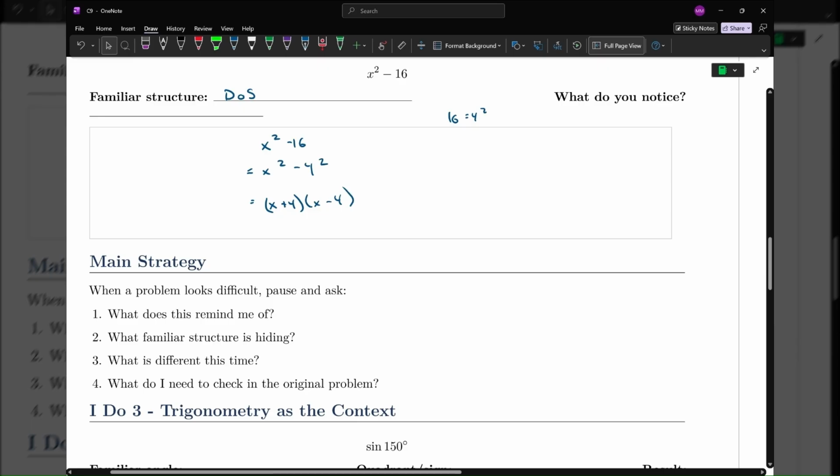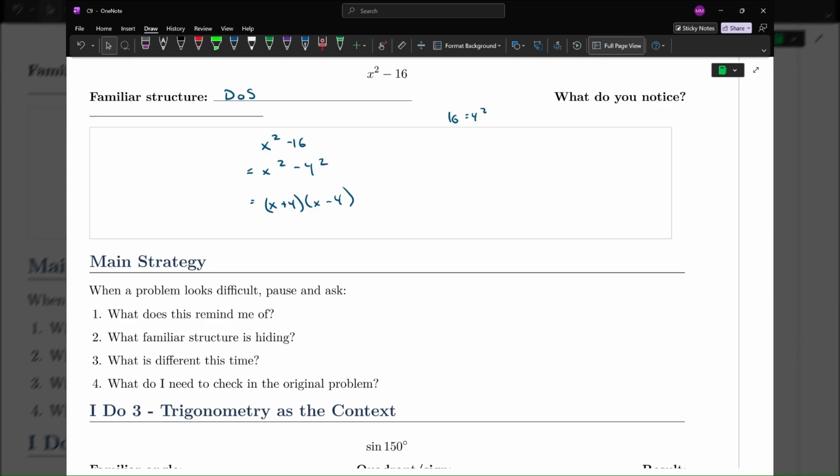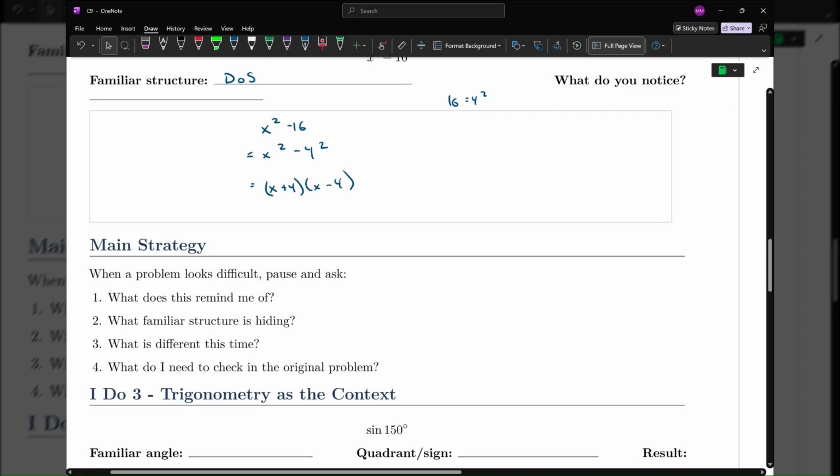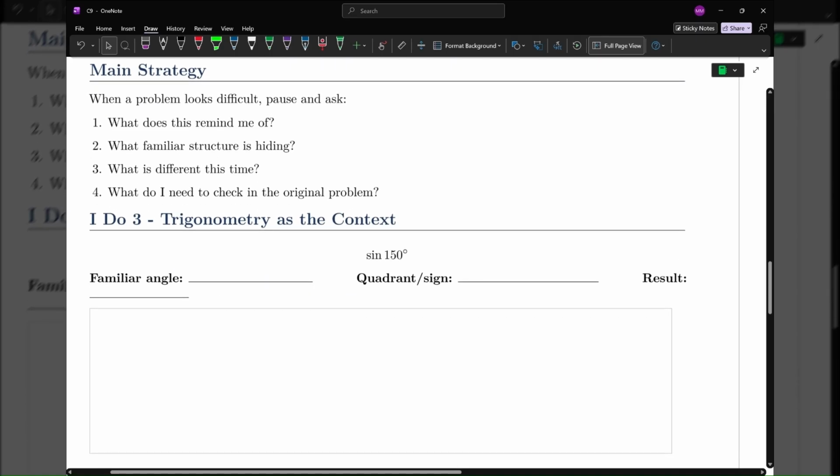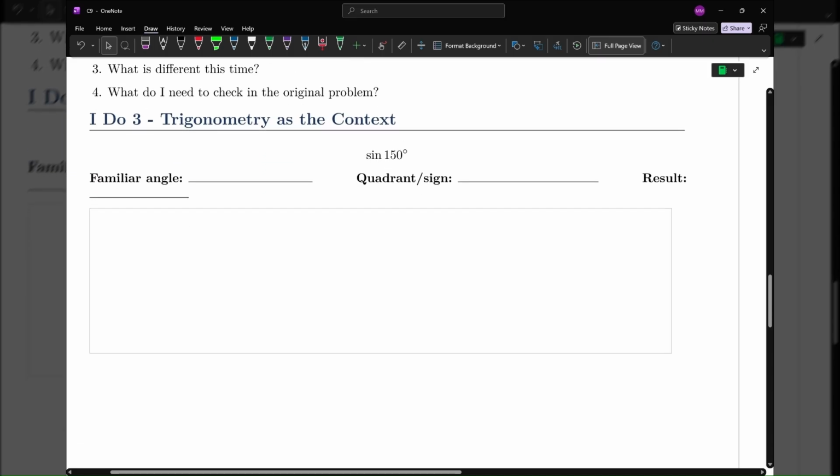So that is our overall look. These are very generic strategies, but our main strategy is when a problem looks difficult, we want to pause and ask ourselves, what does this remind me of? Where have I seen this before? What familiar structure might be hiding? What's different this time? And then what do I need to check in that original problem? Right. So hopefully a question can boil down to a familiar question that we have seen before. So let's connect that with trig, a newer skill we're looking at.